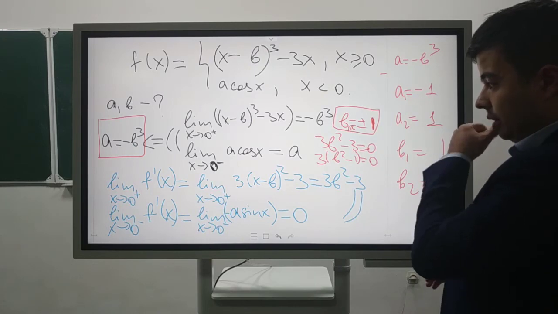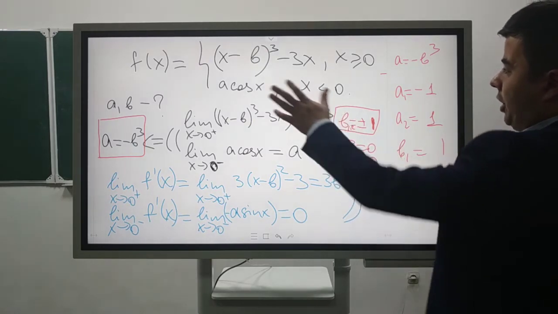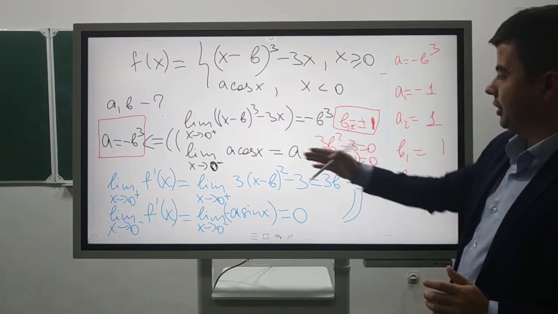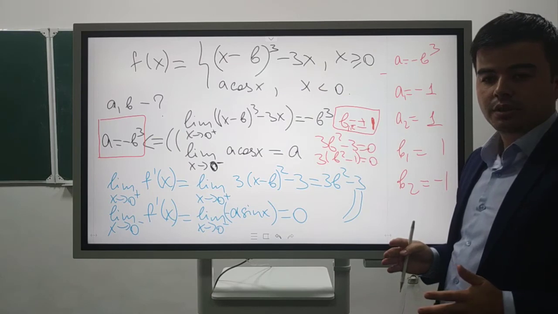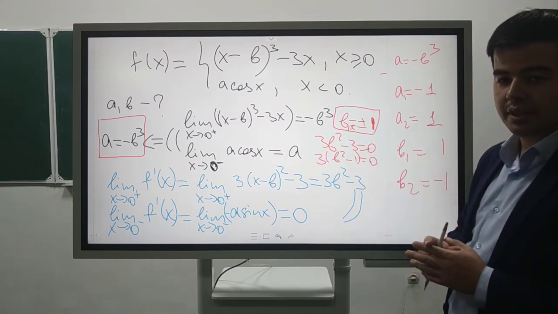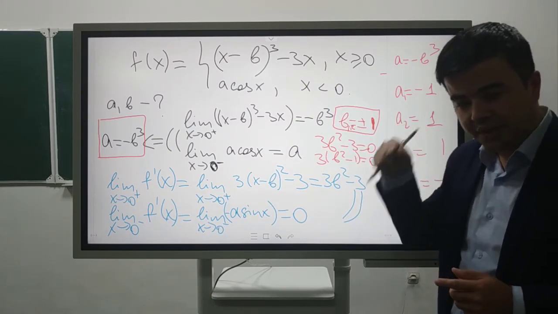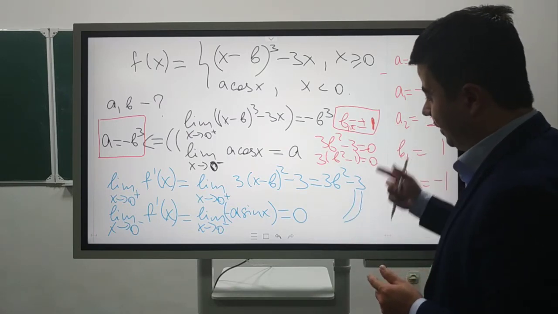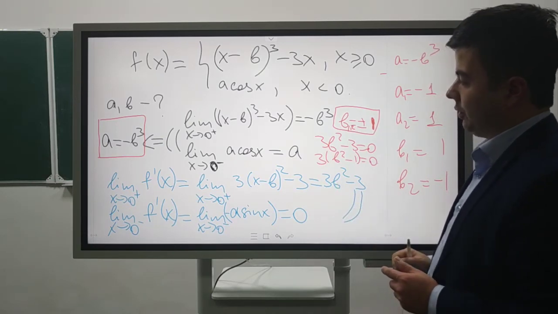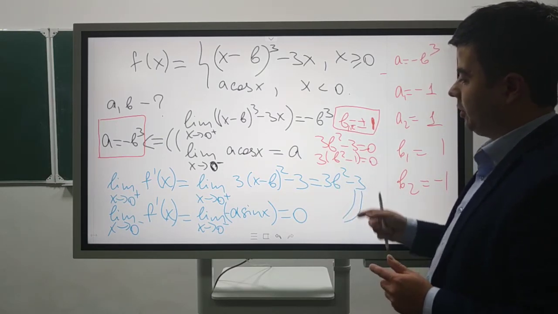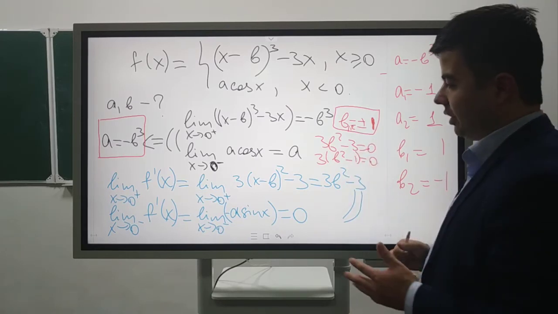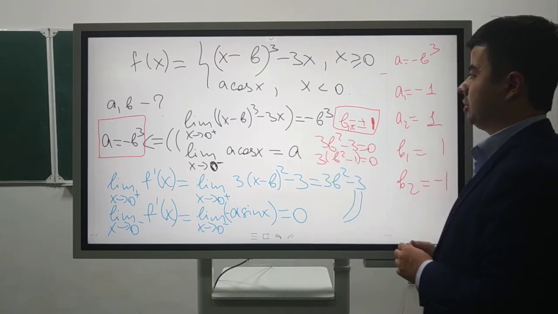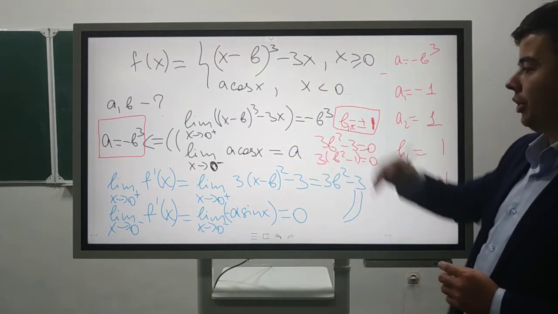So in this way you can find other functions also. One more time, you need to check continuity by finding the one-sided limits and equating them. Only in this case will the function be continuous. And then you need to find the one-sided derivatives and equate them, and then it will be differentiable. And we get the parameters in our equation.